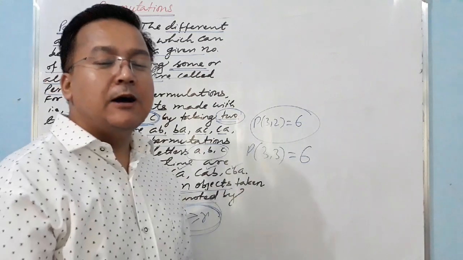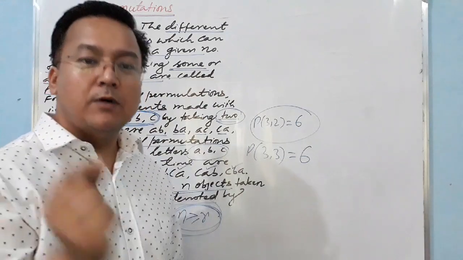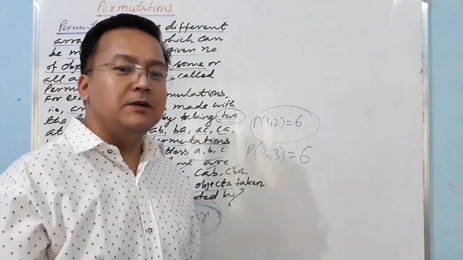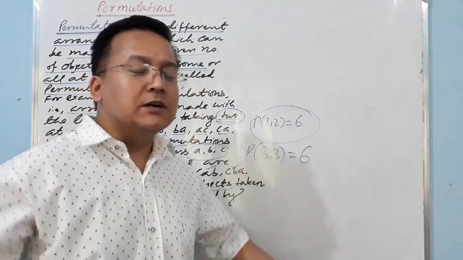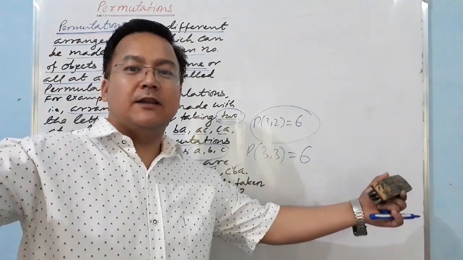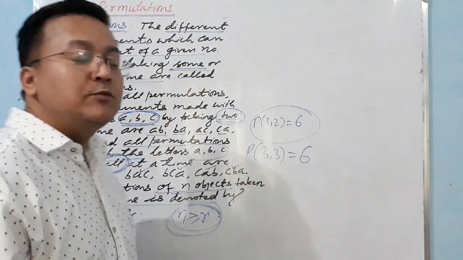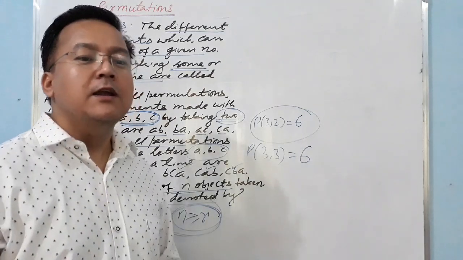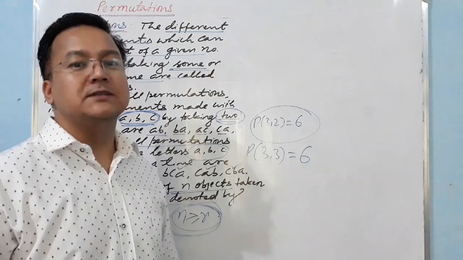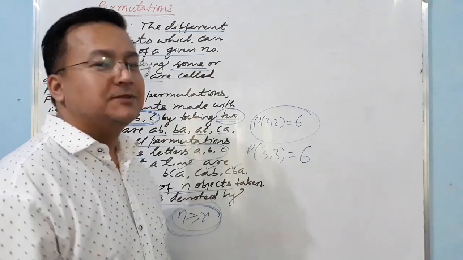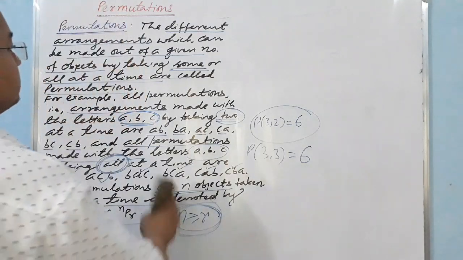Okay, so I think now you are clear about the definition of permutation. What do you mean by the permutation? You can say immediately, oh, what is the permutation? Different arrangements are. Okay, so now you have no problem, right? Now let's move into one of the important theorems in permutation. So let's move into the theorems.